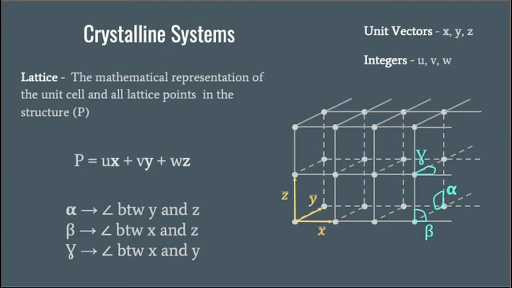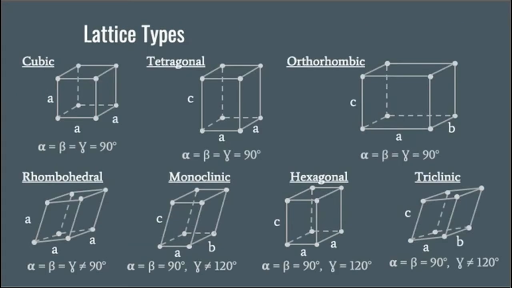In this case, x, y, and z are our unit vectors, and alpha, beta, gamma are the angles between the unit vectors. There are 7 different lattice types, each characterized by the magnitude of their unit vectors and the angles between them. We can see that there are varying degrees of symmetry between all the lattice types, with cubic being the most symmetric and triclinic being the least symmetric.